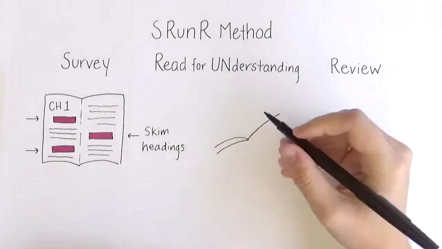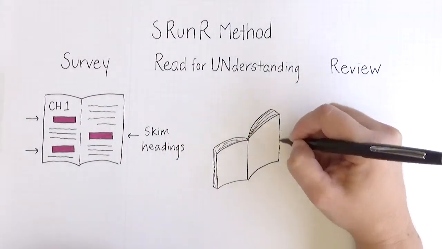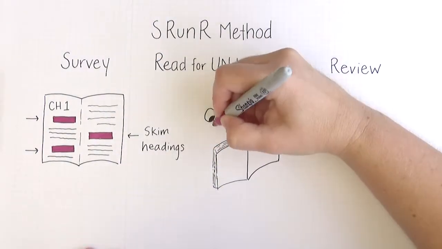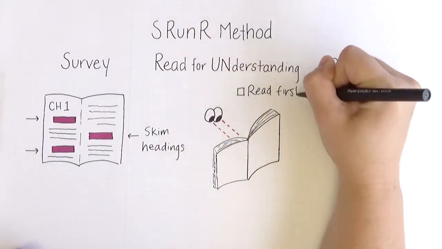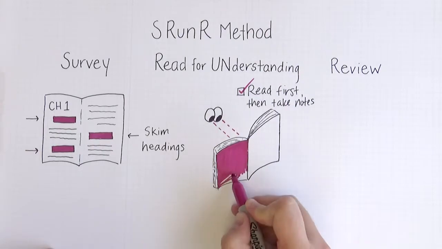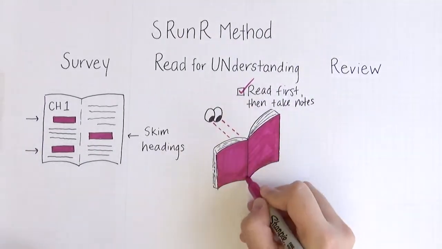Next is R, read for understanding. Focus on reading and use your best concentration skills. Don't take notes yet, just read. After you finish reading, go back and underline materials that explain the section headings and any explanations or examples you want to remember. Then take written notes over the material and summarize the main point of each section.